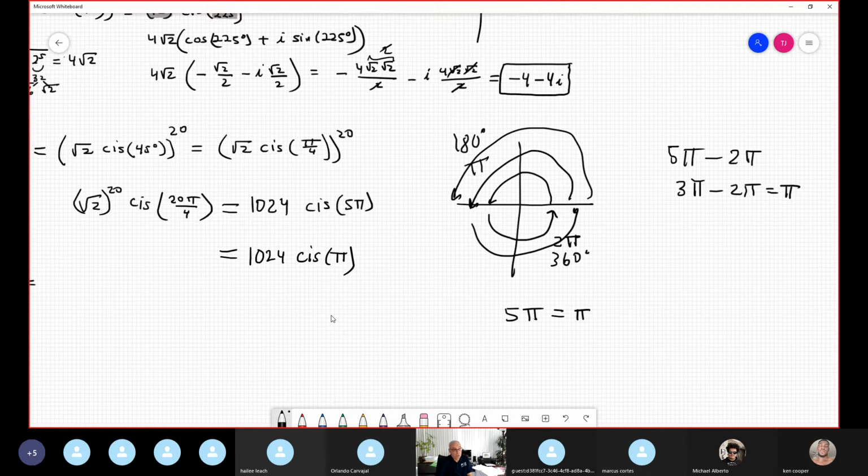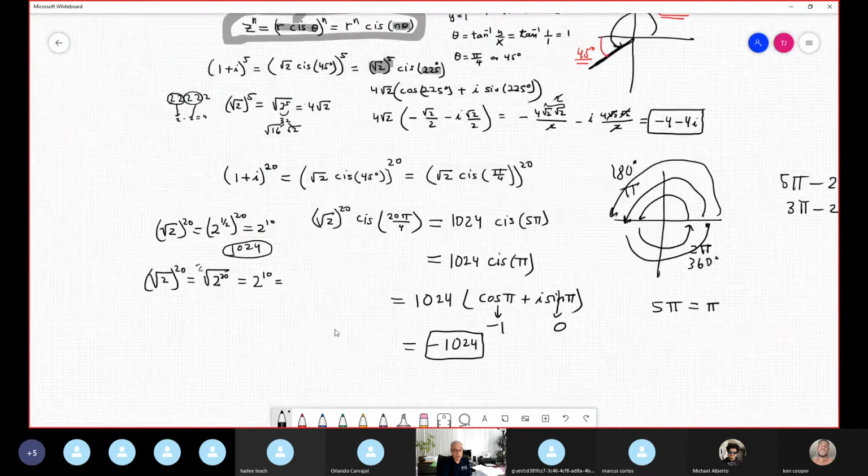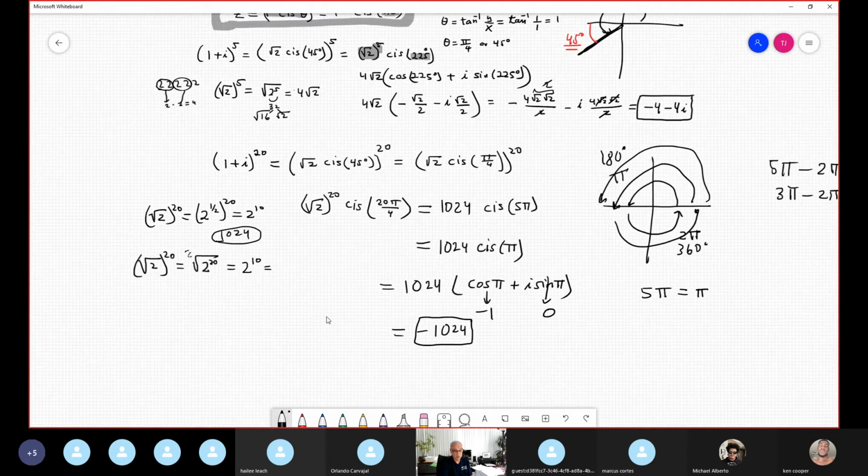I'm not finished. I need to find an answer in rectangular form. So 1024 times cosine pi plus i sine pi. Cosine pi is -1. Sine pi is 0. So the answer is -1024. Is this complex number unbelievable? Doing it another way is crazy, almost impossible. However, if you do it this fantastic way, you get the answer super fast.